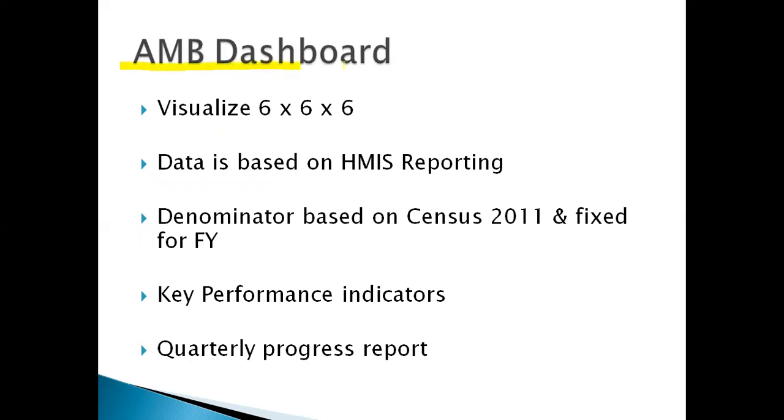Finally, there is an Anemia Mukt dashboard as per this strategy document. Here we are able to visualize all the 6 by 6 by 6, that is the 6 target beneficiaries, the 6 institutional interventions, and the 6 interventions that we are going to make as per the AMB strategy. Data is populated based on the HMIS reporting by the various centers. The denominator for calculating the coverage is based on census 2011, and then further additions and multiplications are done based on whatever is the population growth estimated. But this denominator would be fixed for a particular financial year.